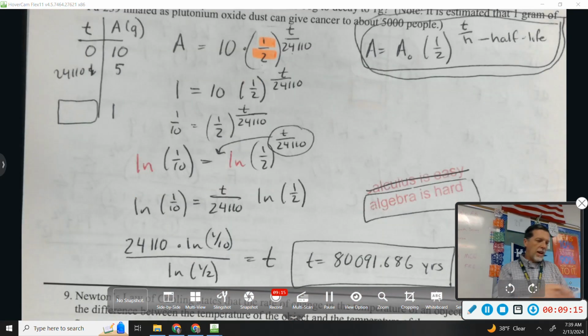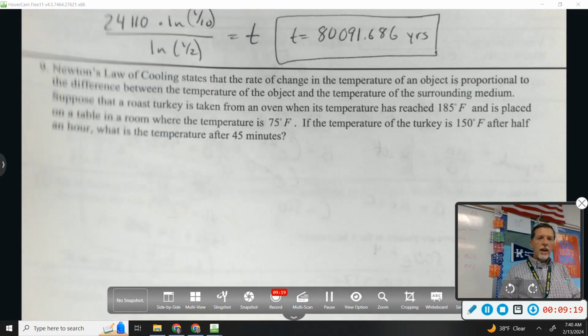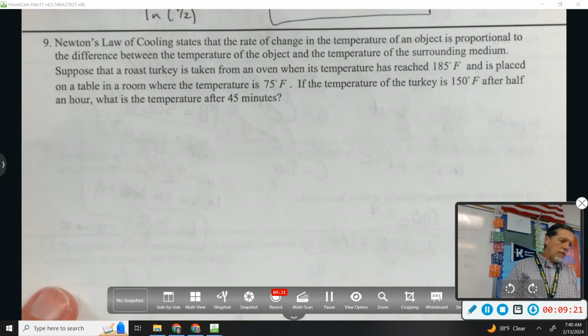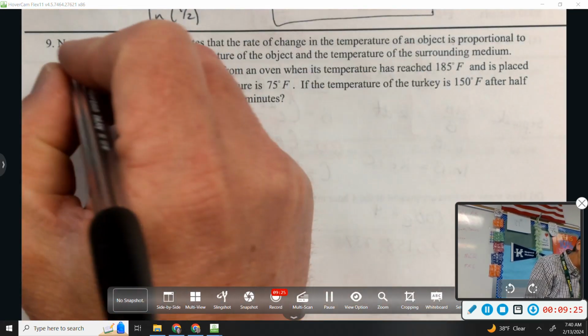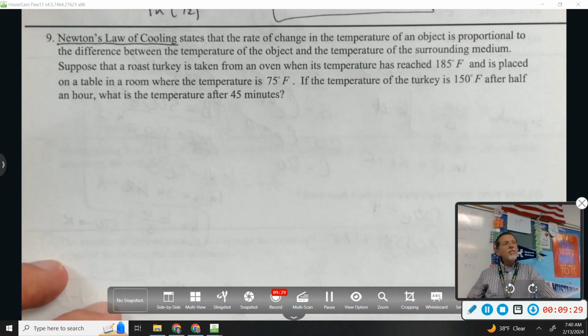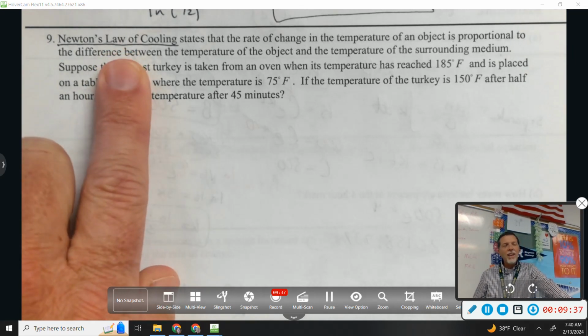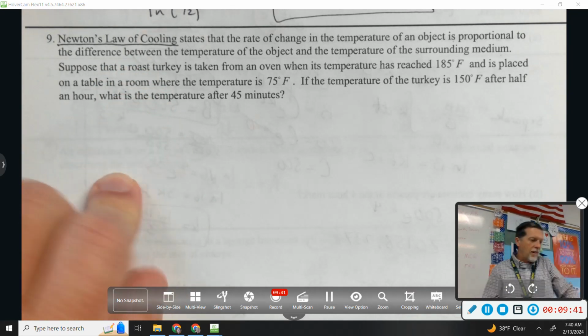All right, number 9. 9 is definitely a calculus problem, and it's not frequent, but it does show up on the AP test, Newton's law of cooling. The good news is that they always tell you what it is. So there's a set formula, but they always give you the formula in words, so if you can translate what it's saying, it gives you the formula. You just have to know what to do with it after it gives it to you.